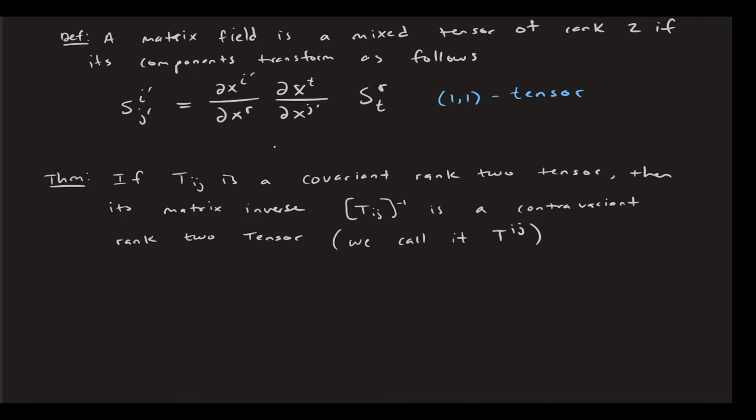So a contravariant order 2 tensor is the matrix inverse of the corresponding covariant tensor of order 2, or rank 2. So cool. Any questions? I'll take a second, slow down a little bit, answer any questions that you guys have.